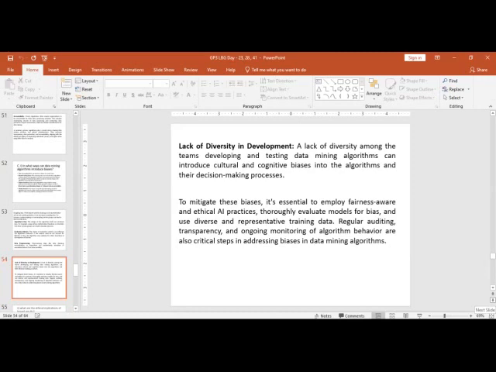To mitigate these biases, it's essential to employ fairness-aware and ethical AI practices. Thoroughly evaluate models for bias and use diverse and representative training data. Regular auditing, transparency, and ongoing monitoring of algorithm behavior are also critical steps in addressing biases in data mining algorithms.